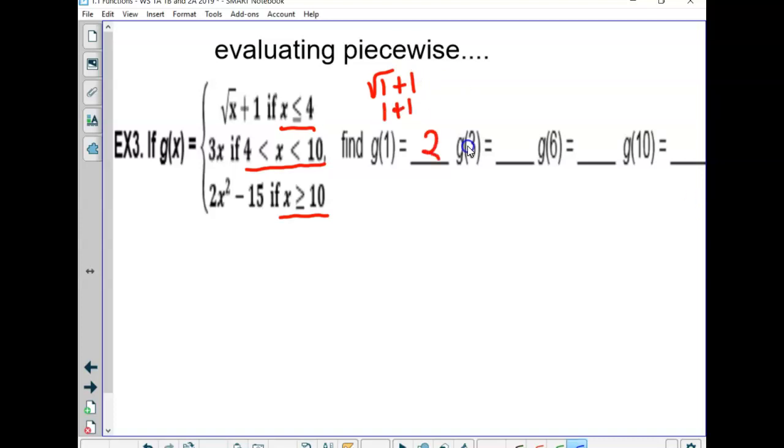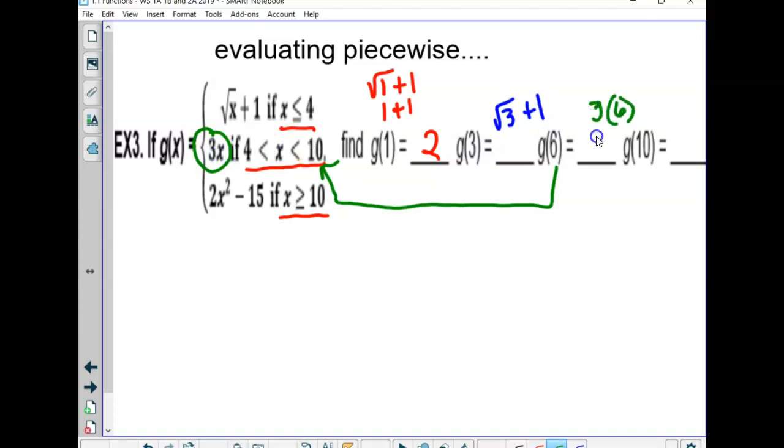All right, the next one says g of 3. What rule? Same rule still. So I'd have square root of 3 plus 1, which doesn't simplify unless you give me a decimal approximation. I'm just going to leave it. Next, g of 6. Now, that doesn't go into that first rule anymore, right? g of 6 falls between 4 and 10. So what is the answer? Yeah, you put in a 6 into that rule, so we get 18.